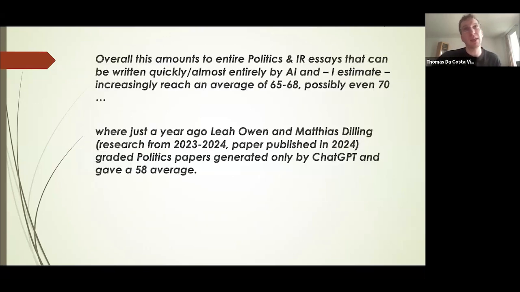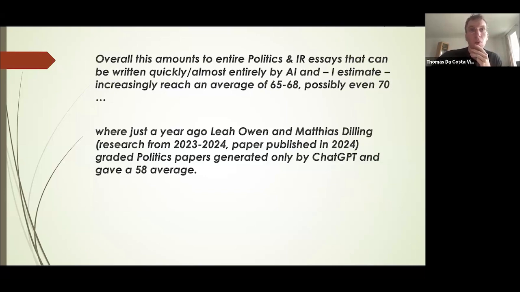So that means essentially at this point in time, in my estimation, from marking and also generating essays myself in my research, I estimate that AI can almost on its own write essays that are increasingly closer to something like a 65, 68, possibly even a first sometimes.